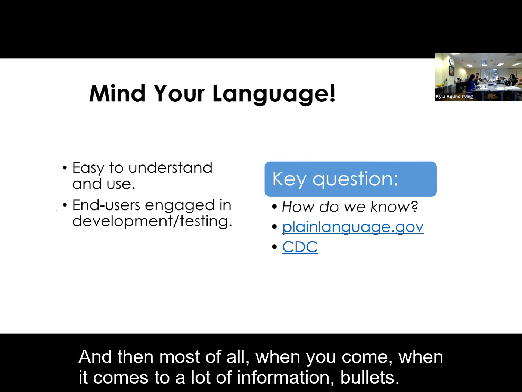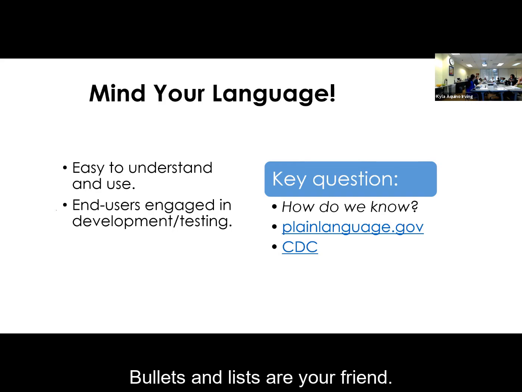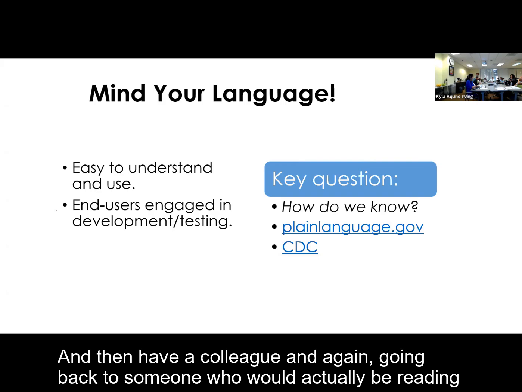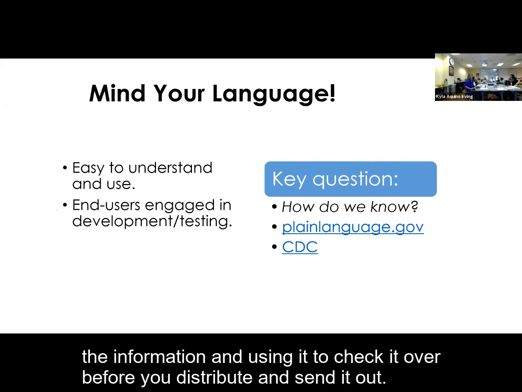And then most of all, when it comes to a lot of information, bullets. Bullets and lists are your friend. It forces us to eliminate extraneous wordage and verbiage. And then have a colleague, again, someone who would actually be reading the information and using it, check it over before you distribute it, send it out.